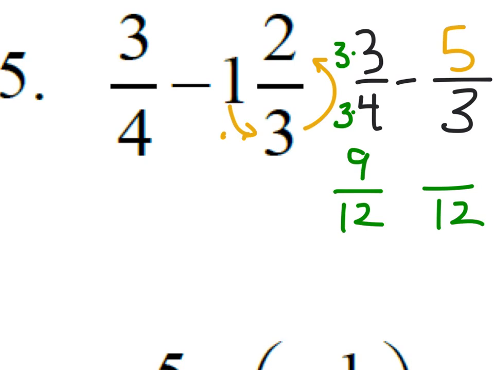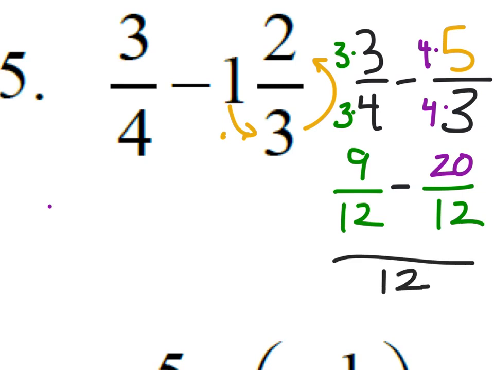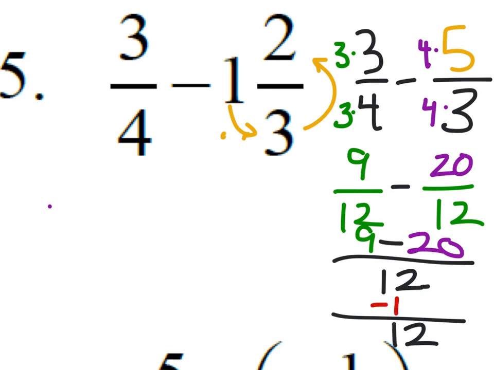Now we got to do the other one. 3 times 4, so we'll have to multiply 5 by 4 as well. 20. And then, of course, we have the operation, which is minus. Well, now we have the same size pieces, so we are just dealing with 12ths. Let's take 9 of them and subtract 20 of them. Negative 11. We got 12ths, and we got 9 minus 20, which is negative 11. That is all. So we have that as negative 11 over 12.